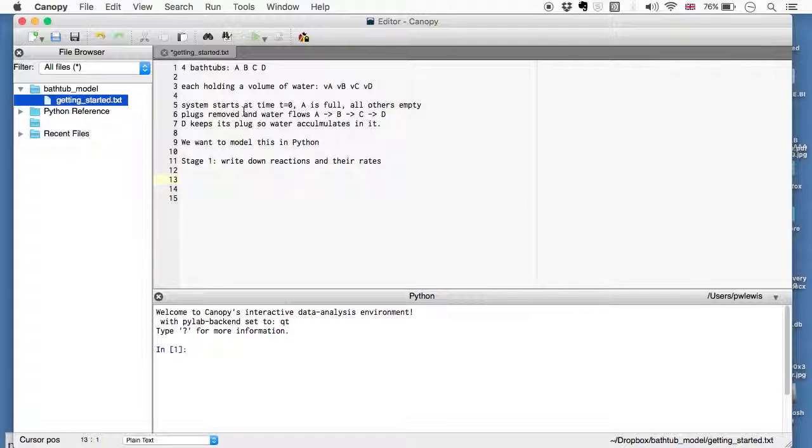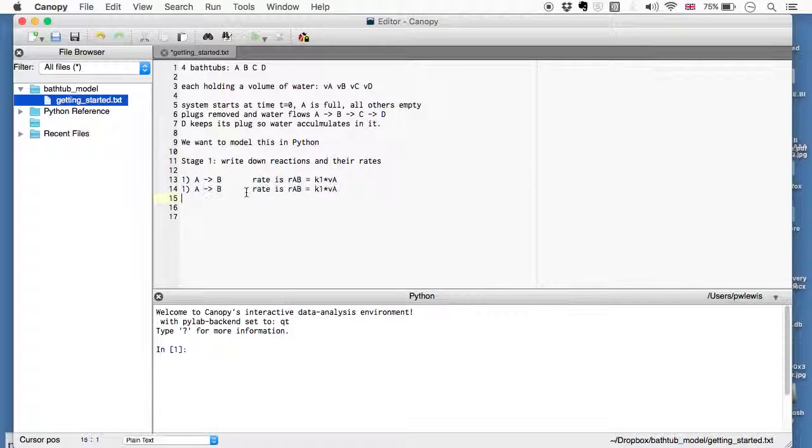So we've got reaction 1, which is A flows into B, and the rate of this, let's call that rate, is RAB equals K1, where it's proportional to the amount of water in A, so we call it equals to K1, where that's a constant of proportionality, times the volume of A, so VA. So we'll write it as if we're going to code it. We've got that.